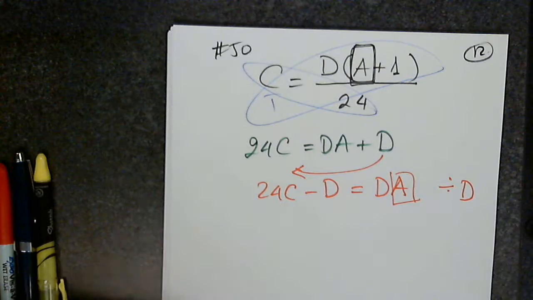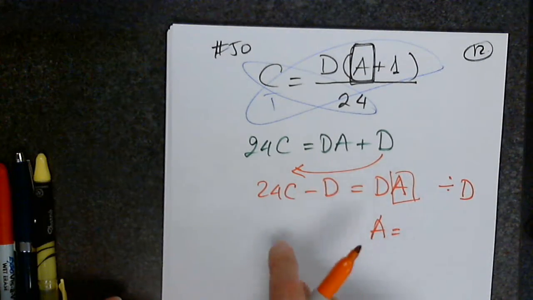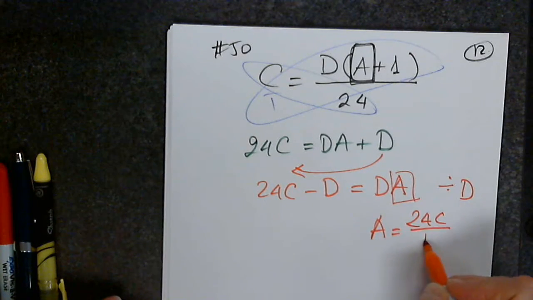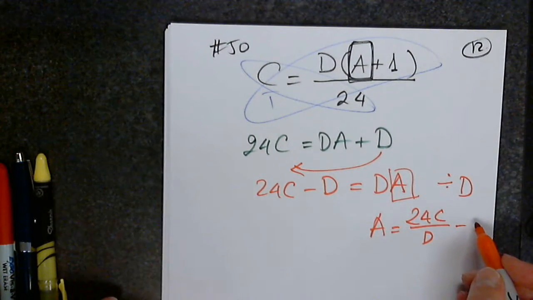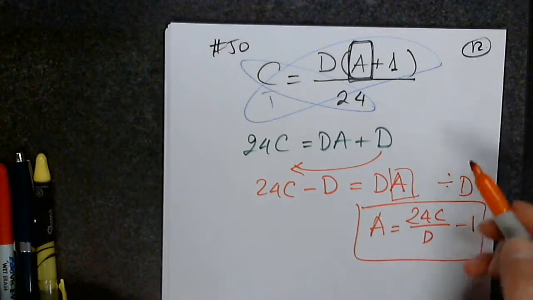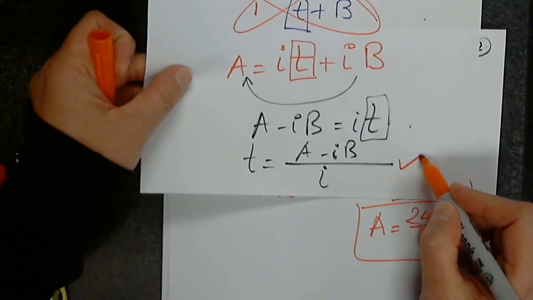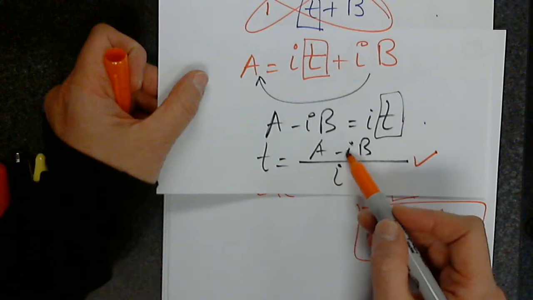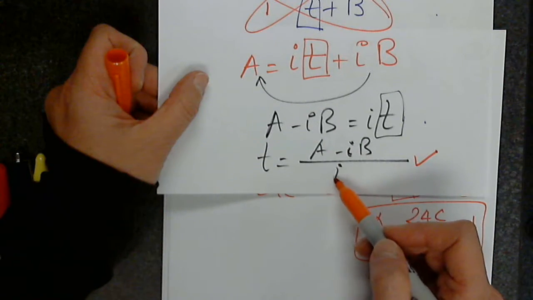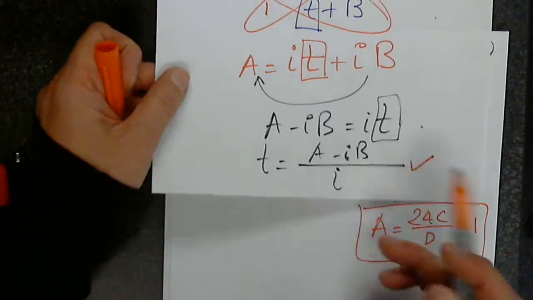Let's do it this time differently. So A equals 24C over D minus D over D, which is? 1. Both are acceptable. This is acceptable. What is not acceptable is to cross out this I with this I. That is not acceptable because I is not a factor at the top.